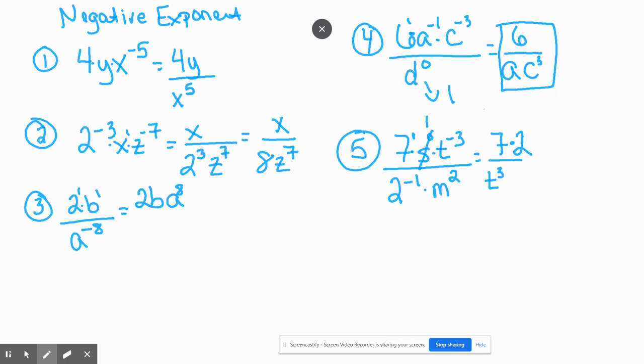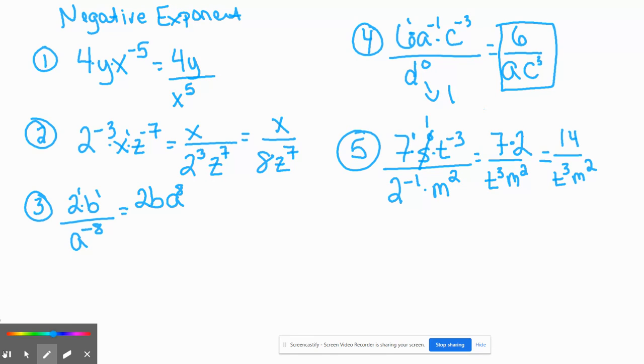And then come back to our original problem, this m to the second power. It has a positive exponent, so it needs to stay where it's at. It's on the bottom, so it needs to stay on the bottom. Now let's look to see if there's anything else we can do. I have a 7 times 2 on the top. I can make that a 14. So I have a 14 over t to the third, m to the second power.